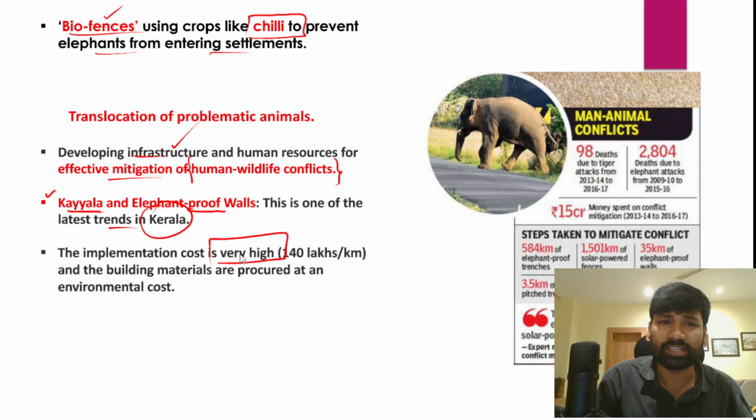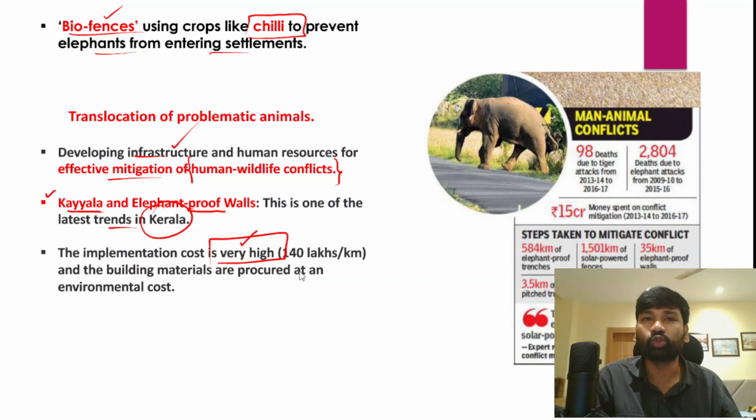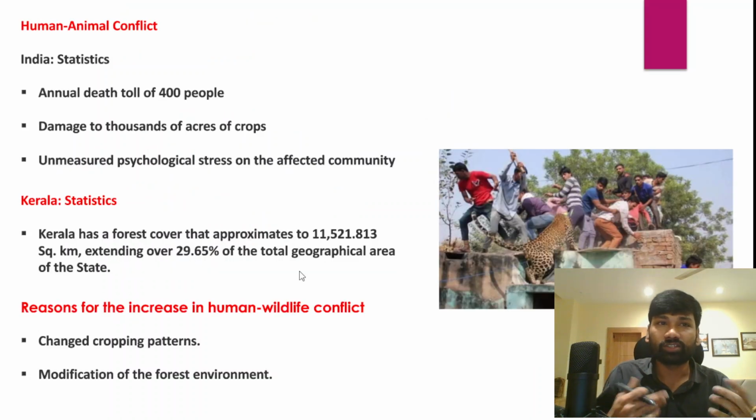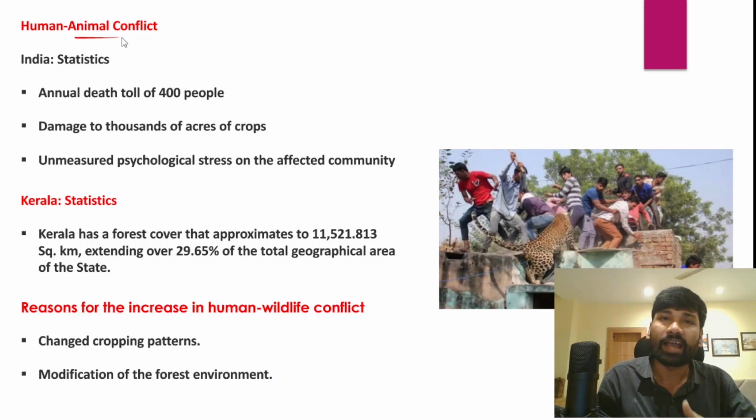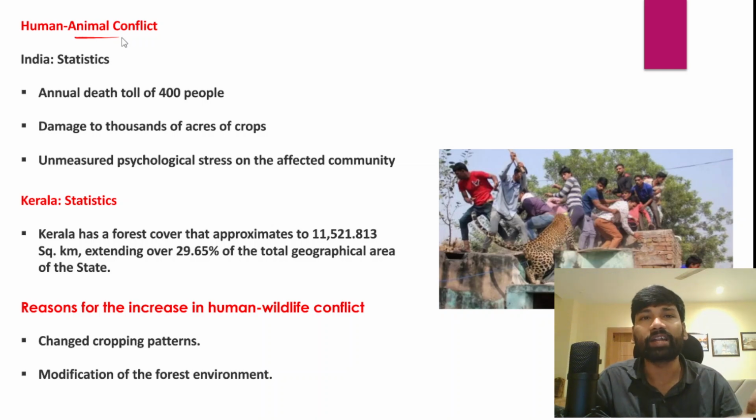The implementation cost is very high. It would be around 140 lakh per kilometer. So that is a huge cost, and at this point of time, the governments cannot afford such a huge cost. Therefore, we need to look into alternative methods of preventing the entry of animals into the human habitations, right? As I have already told you, what does human wildlife conflict exactly mean? Human wildlife conflict means animals venturing out of their habitats and coming into the human habitations and human settlements, and that leads to human wildlife conflict.